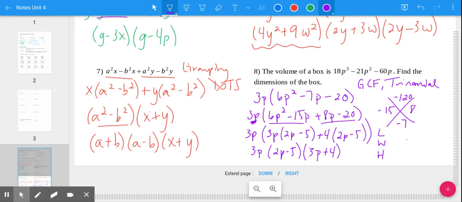And if you wanted to, I'm kind of running out of room, but I'll try. Volume would have a length, a width, and a height. So really, again, it doesn't matter which, but maybe I call the length 3p, call the width 2p minus 5, and call the height 3p plus 4 for each of our dimensions, aka each of the factors.